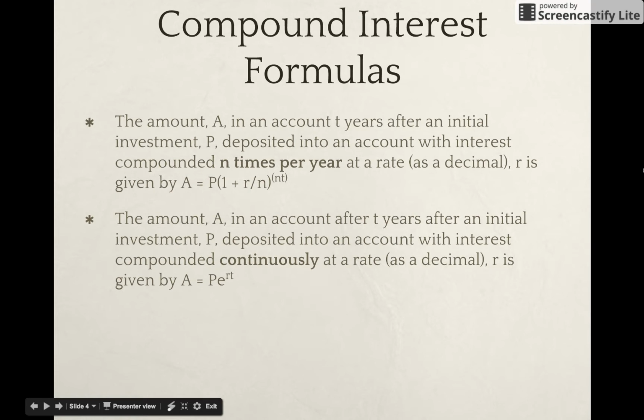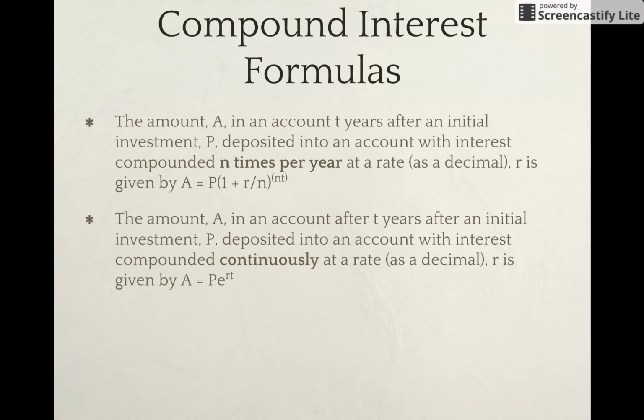The amount A in an account T years after an initial investment, that's P dollars, deposited into an account with interest that's compounded N times per year at a rate, always as a decimal, called R, is given by the equation A equals P multiplied by 1 plus R over N raised to the N times T. You'll see here that this actually forms an exponential function. We could call this A of T, the amount at any given time T.